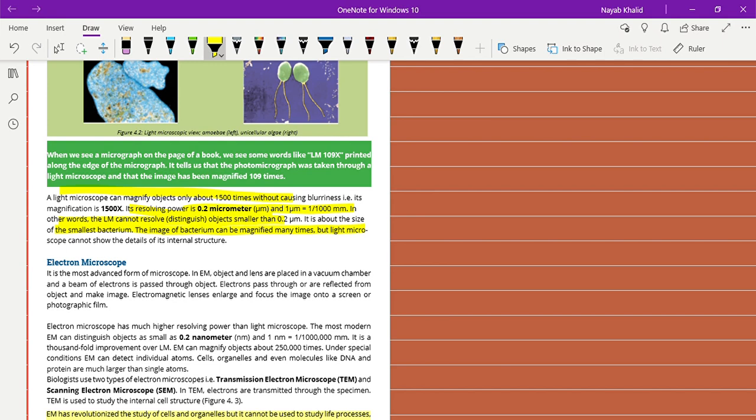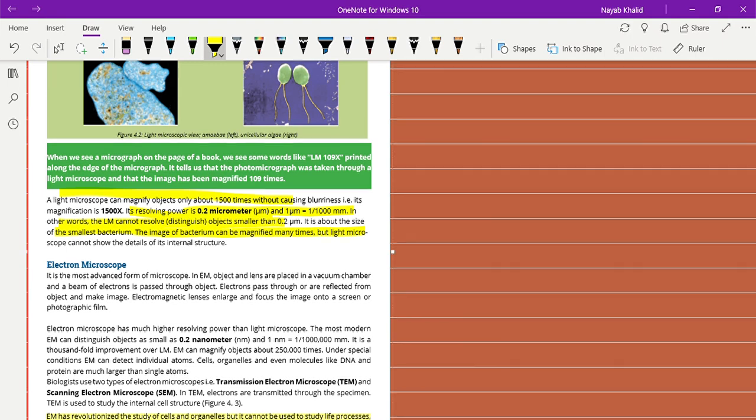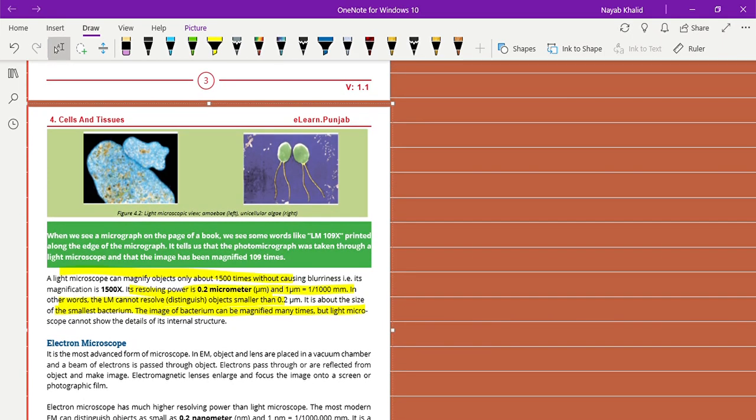Now let us see the diagrams. These are shown by the light microscope view: amoeba and the unicellular algae. So these are the magnifications of these two microorganisms.